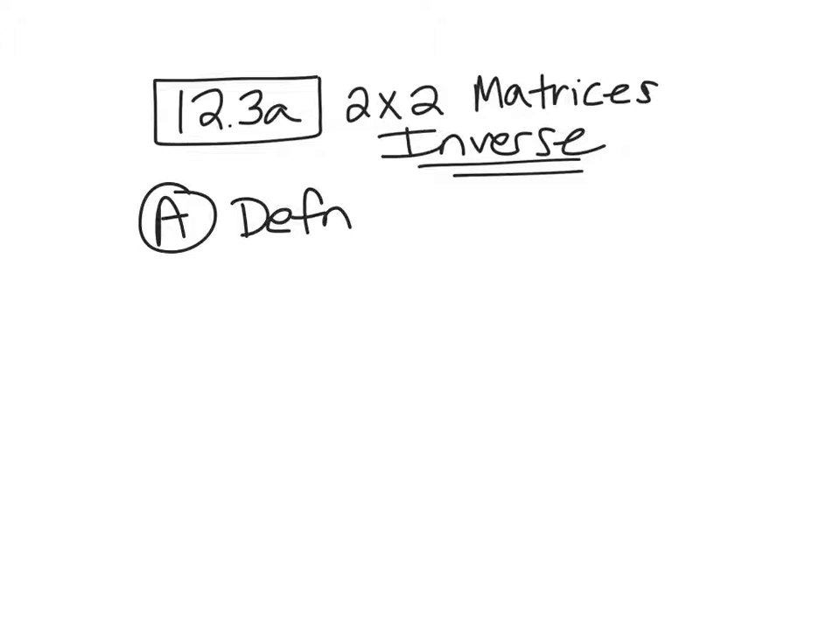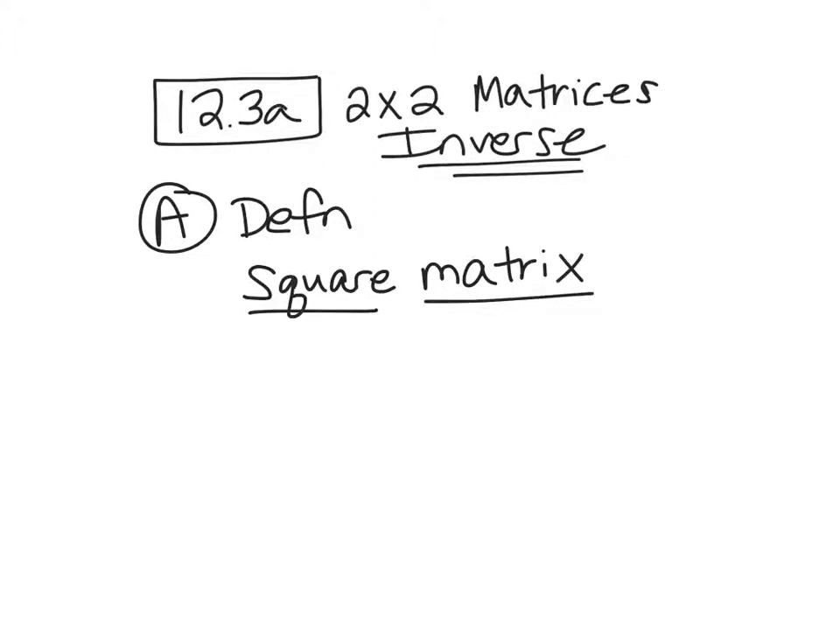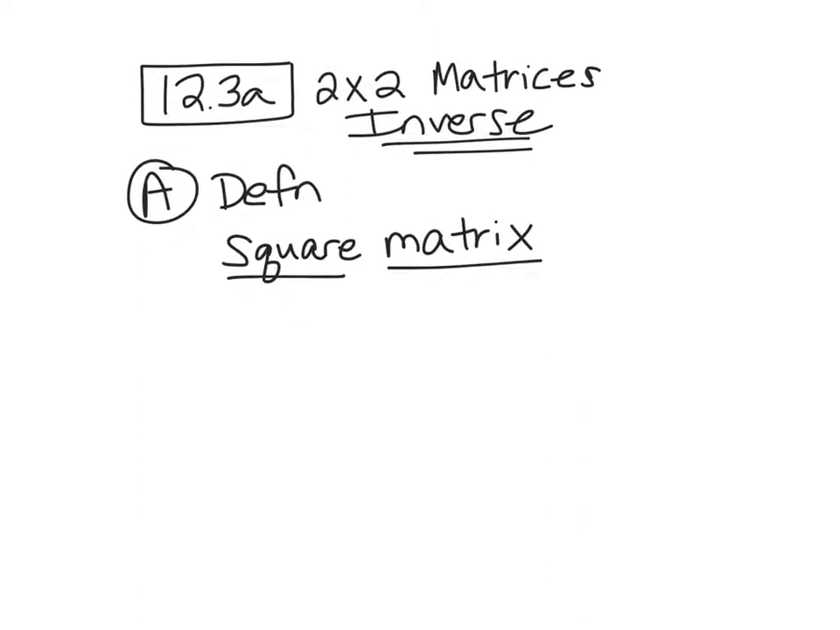Okay, so here's the thing about an inverse. Not all matrices will have one. The only types of matrices that are going to have one are square matrices. But even then, not all square matrices will have an inverse. So what does it mean to be a square matrix? What do you think it means to be a square matrix?